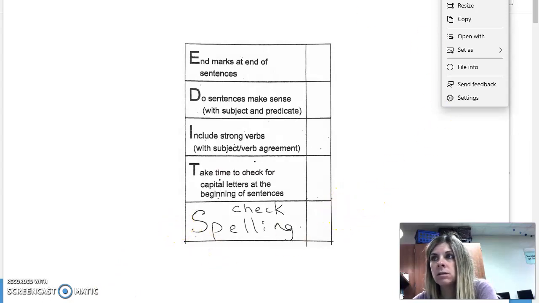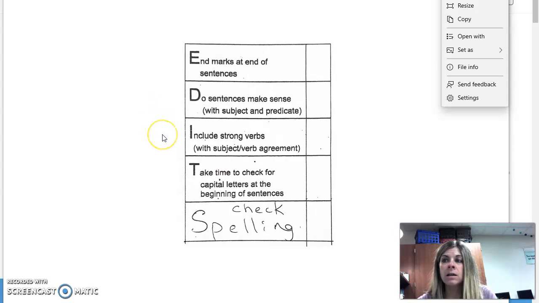And on this checklist, it spells out EDITS, edits. So these are the things we want to look for, and I'm going to go over an example with you after we look at the checklist, okay? So we want to have our ending marks at the end of our sentences, whether or not it's a period or question mark if it's a question, or even exclamation mark if you are excited in your story. D, do the sentences make sense? Does your subject or who the sentence is about agree with your verb? And I'll show you an example of that in just a second.